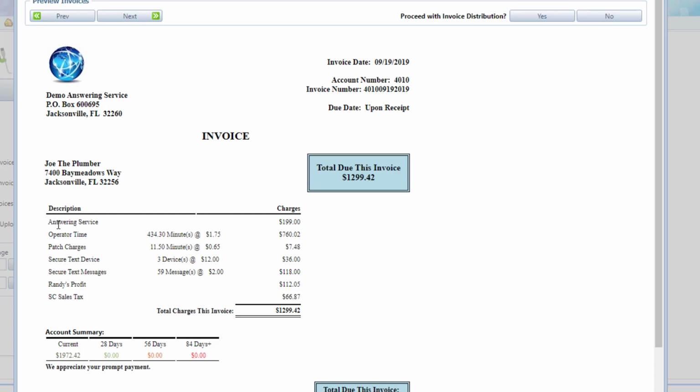Here is Joe the plumber's invoice, and we can see how our fixed charge appears, the various time charges with the corresponding decimal places, the number of devices that we have. Now here's where the decimal places come into play. So there's no decimal point on these, on the quantities. So the secure text device had 3 devices at $12 for extension, 59 messages at $2, and so forth. And we allowed for fractions of minutes to appear times the minute rate for the extension here. And this would be the total charges for this invoice.